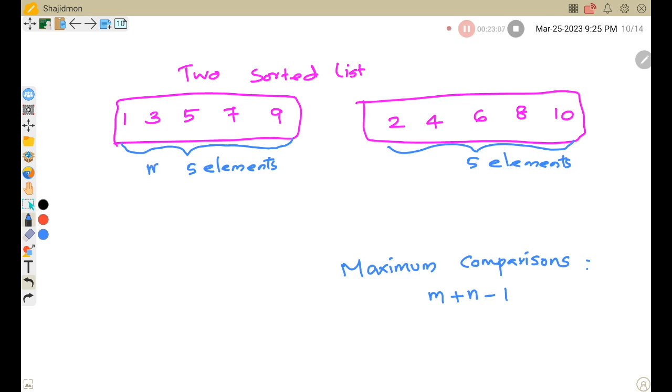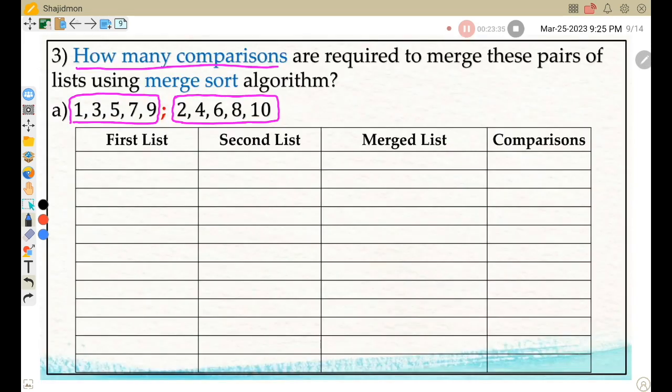So we have 5 elements in the second sorted list. The number of elements in the first list we call m, and the number of elements in the second sorted list we call n. So what is m plus n minus 1? 5 plus 5 minus 1, that is 10 minus 1, which means 9 comparisons maximum. Okay, 9 comparisons maximum needed, no more than this. That is what the rule is telling here.